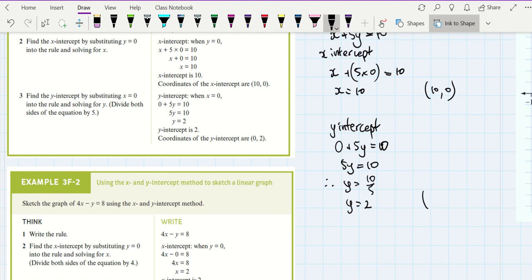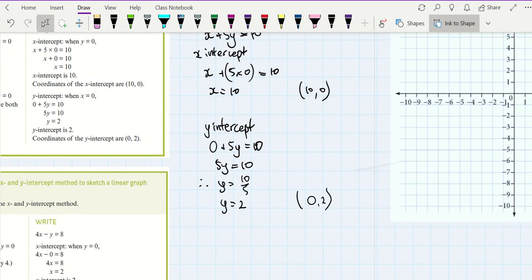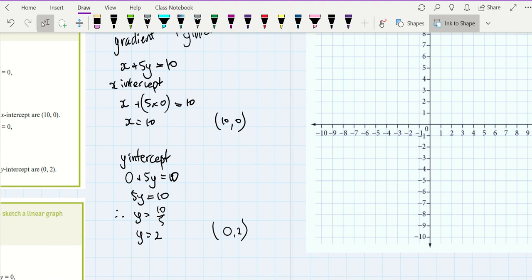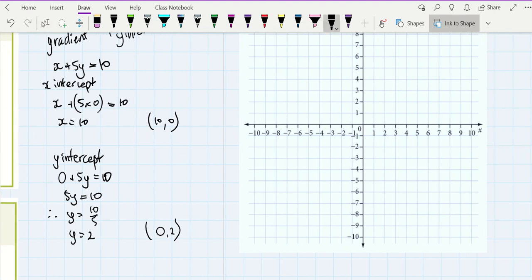Now let's write our coordinates in. We know the y coordinate was 2 and the x was 0 this time. So let's plot this now. We've got 10 on the x-axis and 0 on the y-axis, so that's our first point. Then our second point is 0 on the x-axis and 2 on the y-axis. Now we'll get our line and draw that in.